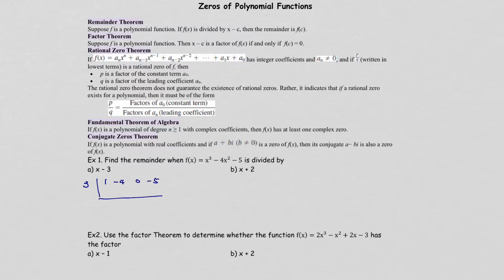In synthetic division, you're going to bring down the first number straight down. So that's going to be 1. With this number, you're going to multiply by 3 and write it right under negative 4. Once you have these two numbers, you're going to add them, right? So 3 times 1 will be 3. When you add these two numbers, it will be negative 1. And you repeat that procedure. So 3 times negative 1 is negative 3. Adding these two numbers, it will be negative 3. And now you have another number to multiply. So 3 times negative 3 will be negative 9. Adding these two numbers will give you negative 14.